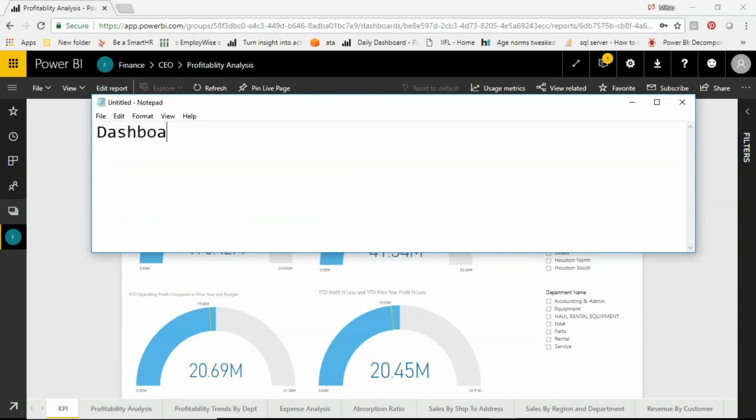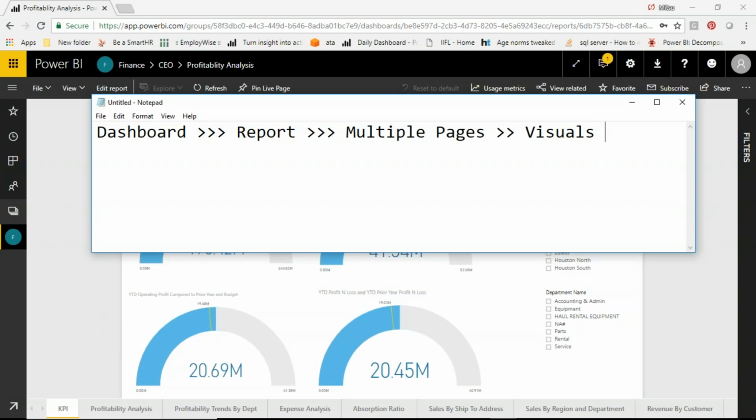dashboard level. The dashboard basically has components coming from the report level. Each report can have multiple pages, and each page can have multiple visuals. Just some terminology to remember how the components flow.